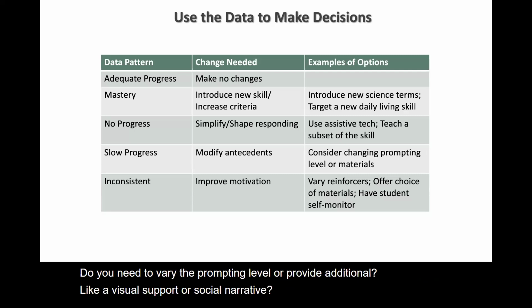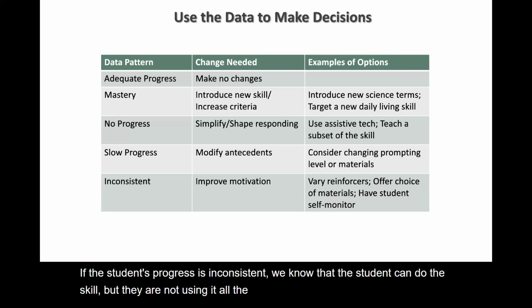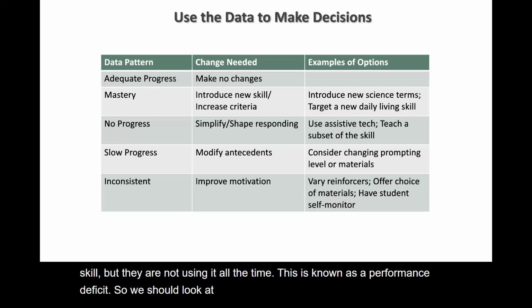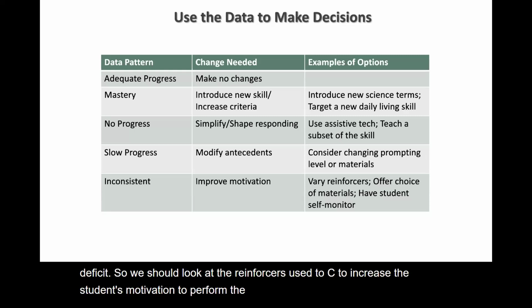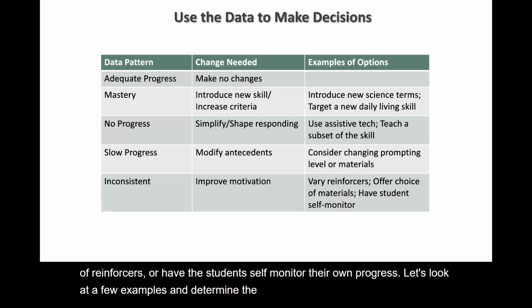If the student's progress is inconsistent, we know that the student can do the skill, but they are not using it all the time. This is known as a performance deficit. So we should look at the reinforcers used to increase the student's motivation to perform the skills. Provide choices, consider a menu of reinforcers, or have the students self-monitor their own progress. Let's look at a few examples and determine the decision and next steps.